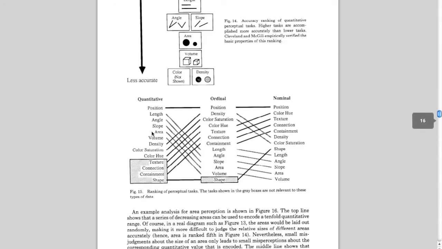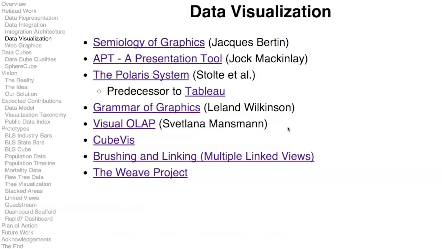And these are the various visual channels which are best, according to him, for representing these different kinds of data. So position, the XY position on the plane, is the most powerful one. Length, angle, slope, and area can represent quantitative fields. Color, hue, texture, connection, containment can represent ordinal fields. And it's fairly similar for nominal fields. So this is Jock McKinley's theory.